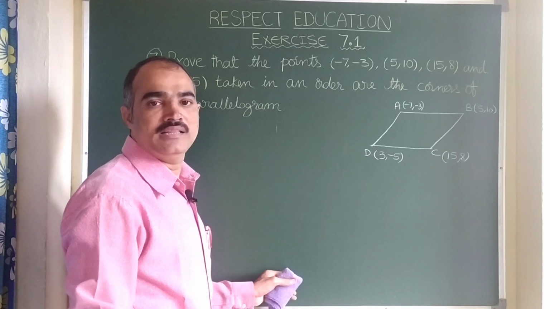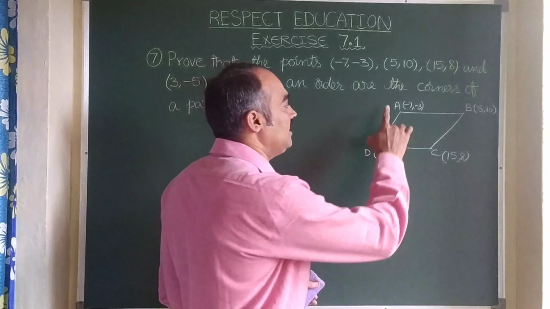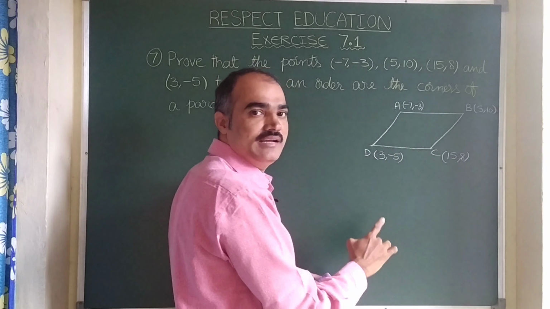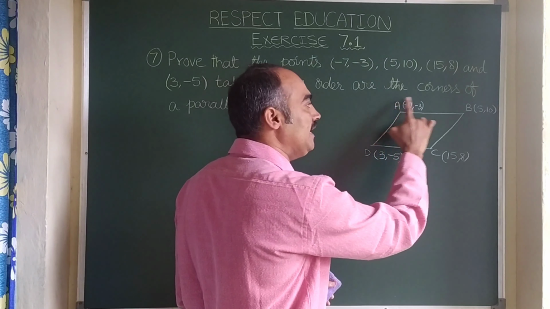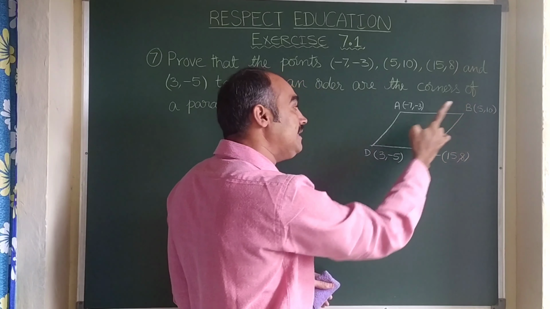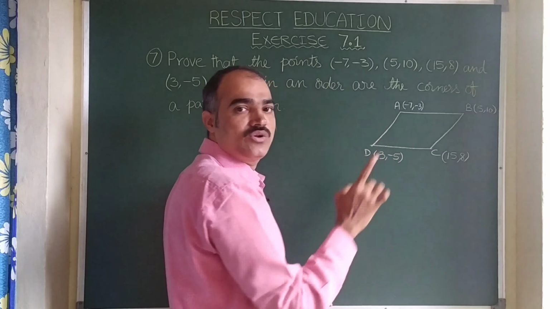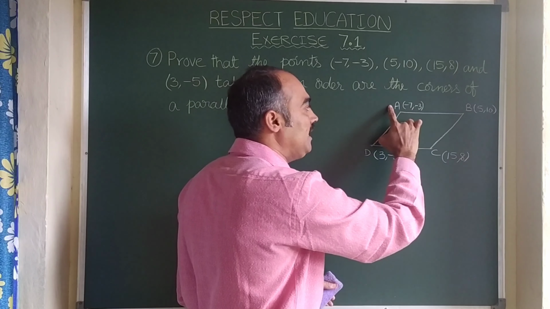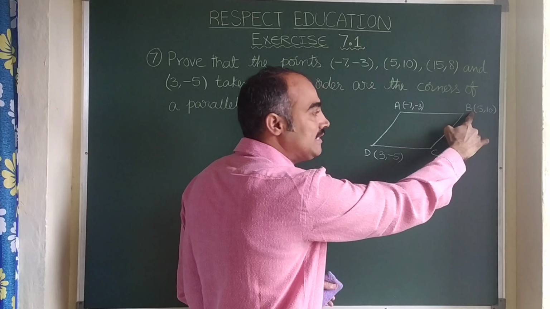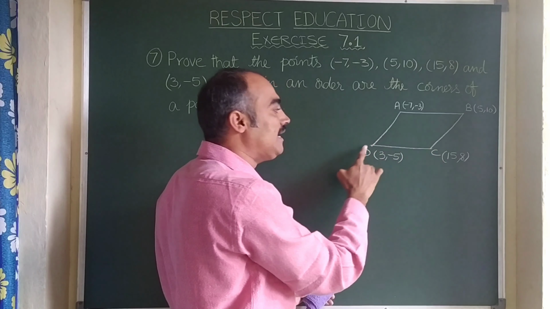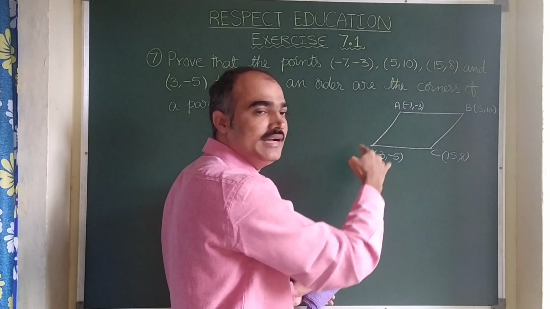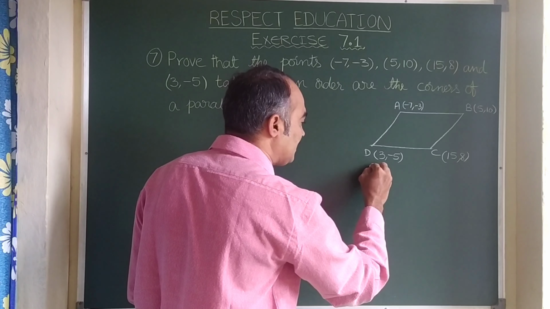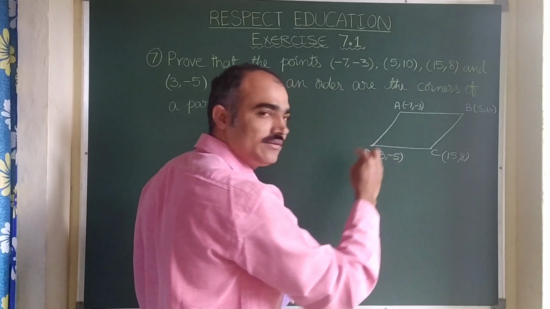Here some children may commit a mistake. They may take AB, then take CD, placing A here, B here, then C here, D here. That is wrong. Here we need to follow an order. After A, immediately B should come. In the same way then C should be there, then again D. After D again we should reach A. This is the order.